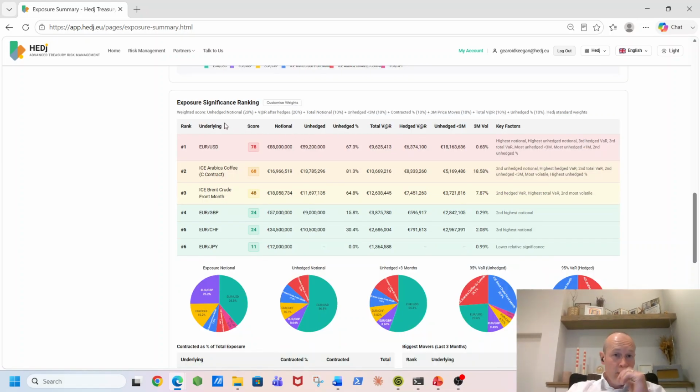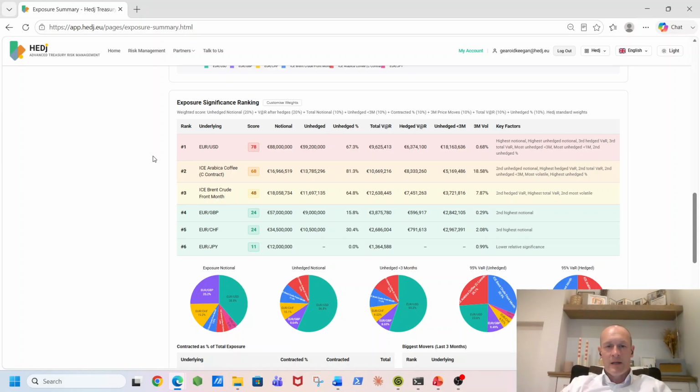And then we have this, which we call our exposure significance ranking. It looks probably not a big deal for someone who only has six exposures to keep on top of, even if they have a small team. But when you start dealing with multiple currency pairs or many multiple currency pairs, different interest rate exposures in different currencies, different commodity exposures, I suppose this is designed to help them keep on top of what their biggest priorities are to manage at a certain moment in time.